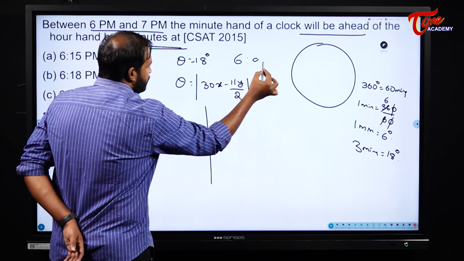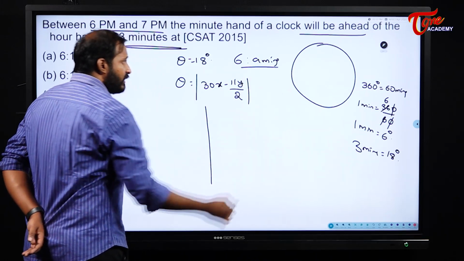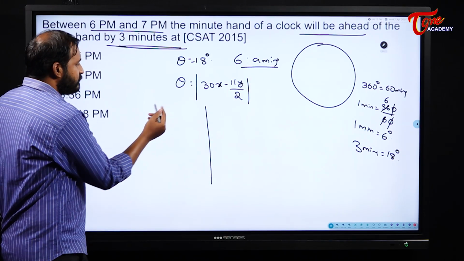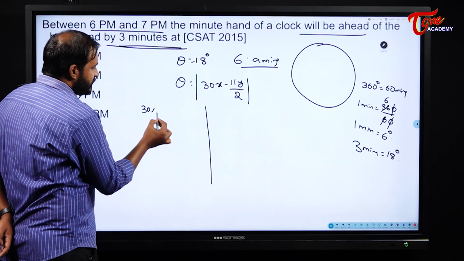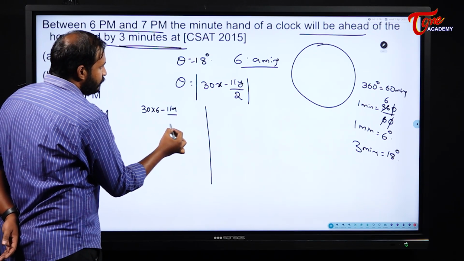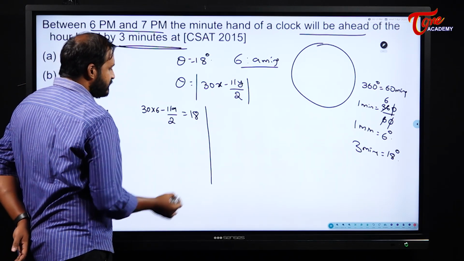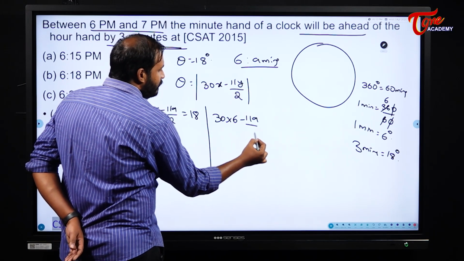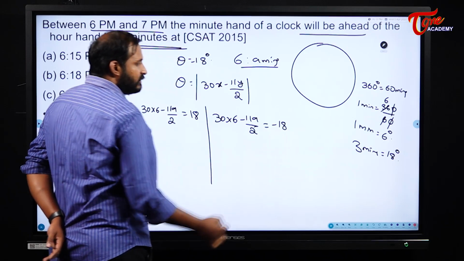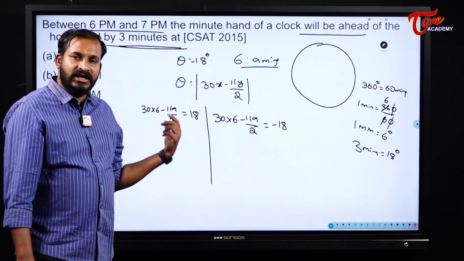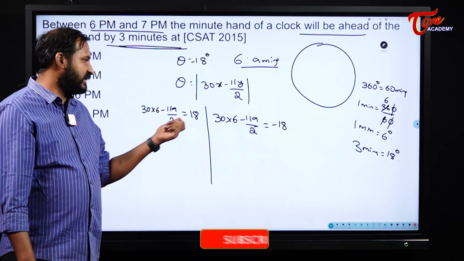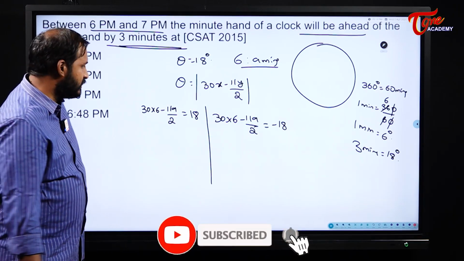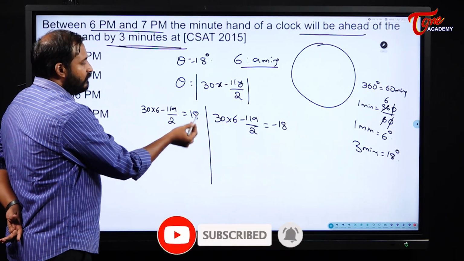Our answer will be 6 o'clock a minutes, whatever that a is, we need to find here. So 30 into 6 minus 11a by 2 is equal to 18, I will take for once, and similarly 30 into 6 minus 11a by 2 is equal to minus 18 I will take. When you send the mod to the other side, it will become plus or minus. So plus 18 and minus 18, I will take both the values. Next, what happens to this?